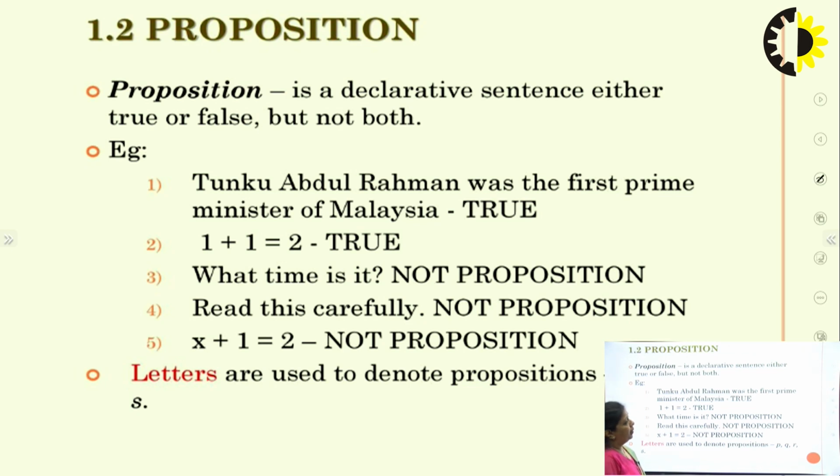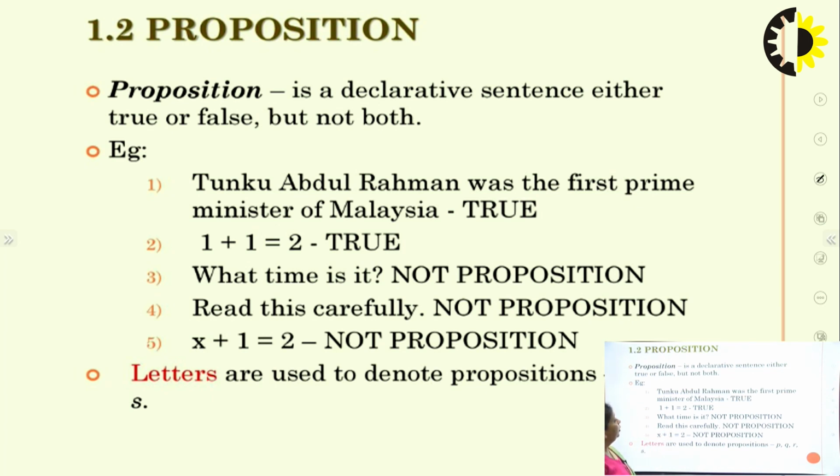Tunku Abdul Rahman was the first Prime Minister of Malaysia. This sentence will either have a true value if he was or a false value if he was not. So, it is having a true value. So, I can say that this is a proposition because it is holding only a single value, that is true. Then, 1 plus 1 is equal to 2. So, it is true. It is not false. So, we can say that it is having a single value, that is true, and so it is a proposition.